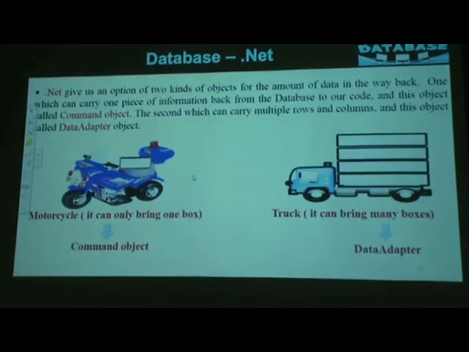So here, a summary of the difference. .NET gives us two kinds of objects for the amount of data coming back. One can carry one piece of information back from the database to our code, and this object is called the command object. The second can carry multiple rows and columns, and this object is called the data adapter object. So the motorcycle can only bring one box, whereas the truck can bring many boxes. The truck is the data adapter and the motorcycle is the command object.